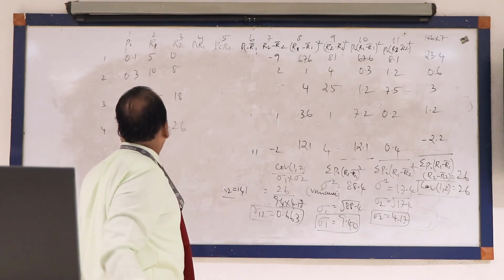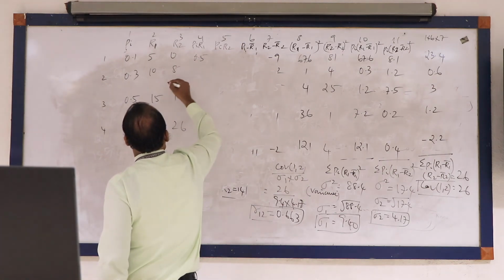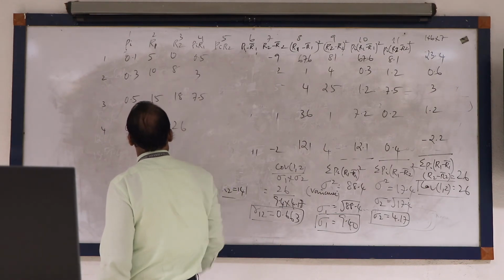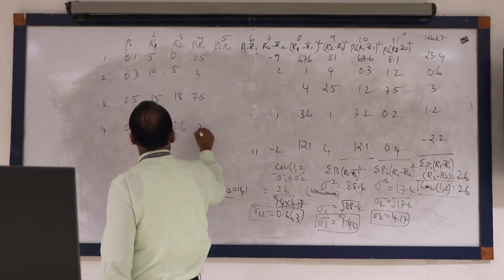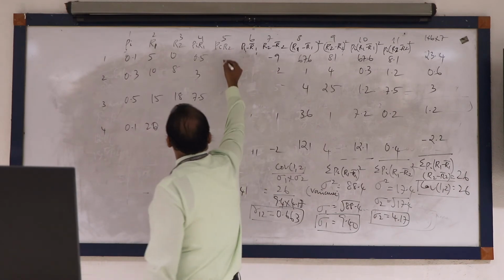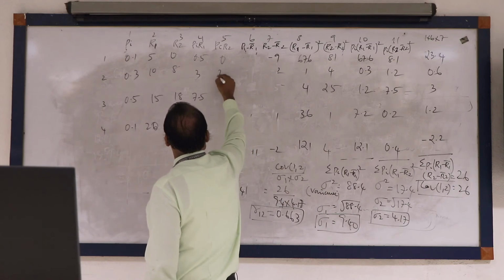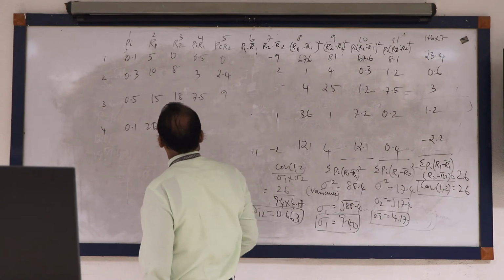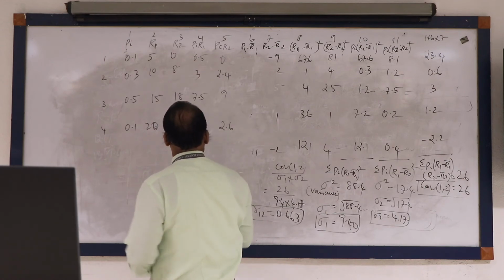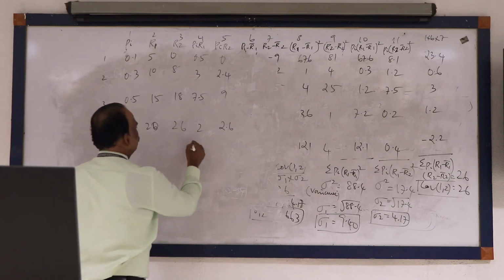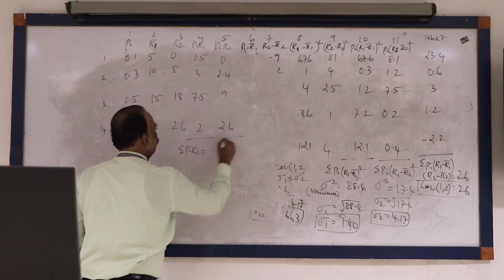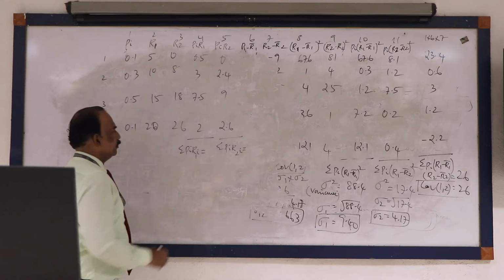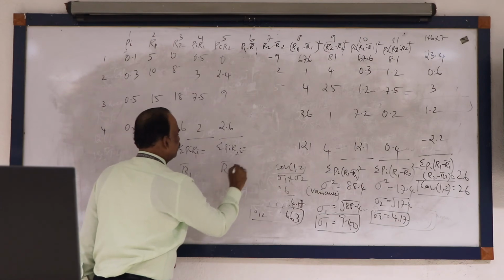Multiply pi into R1: 0.1 into 5, 0.5; 0.3 into 10, 3; 0.5 into 15, 7.5; 0.1 into 20, 2. Okay? Then for R2: 0.1 into 0, 0; 0.3 into 8, 2.4; 0.5 into 18, 9; 0.1 into 26, 2.6. Get the values, that is sigma pi ri for R1 and R2. This is called R bar 1, R bar 2. Please find out the values.